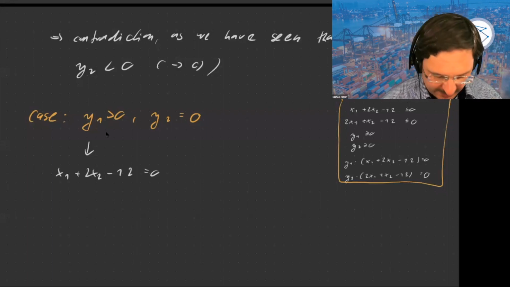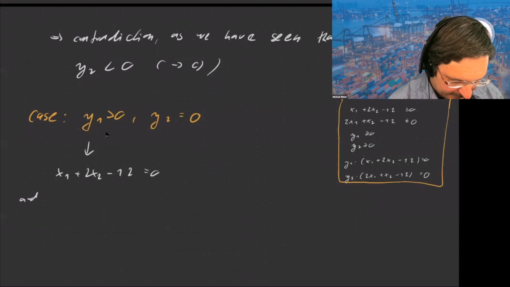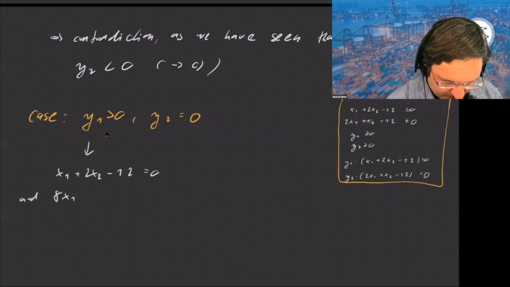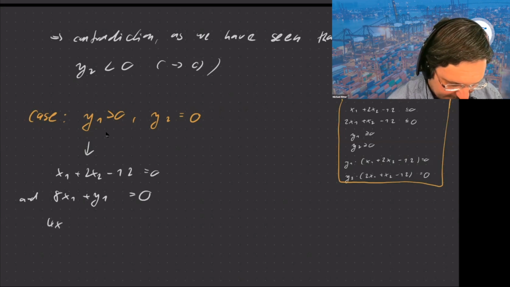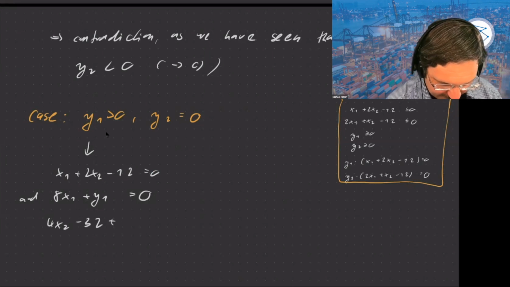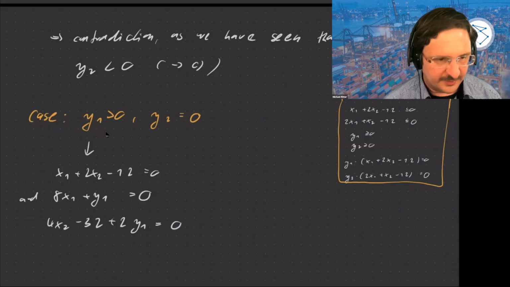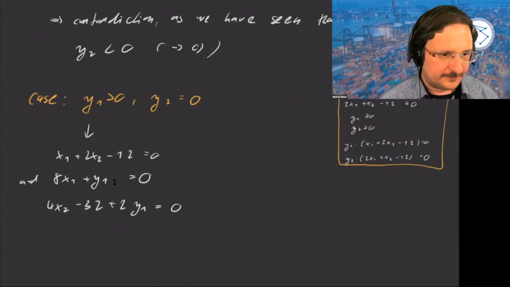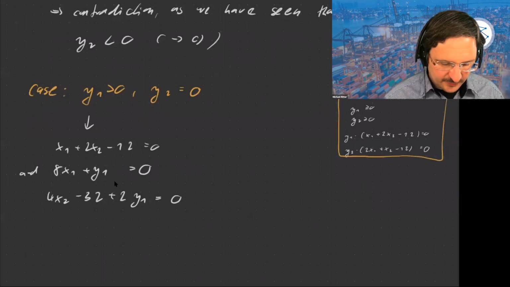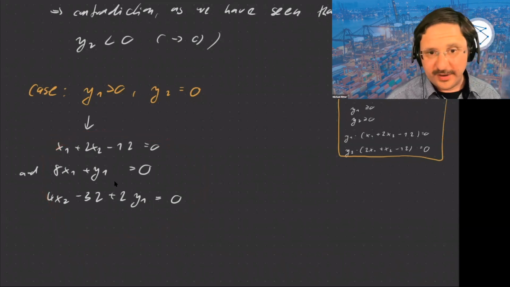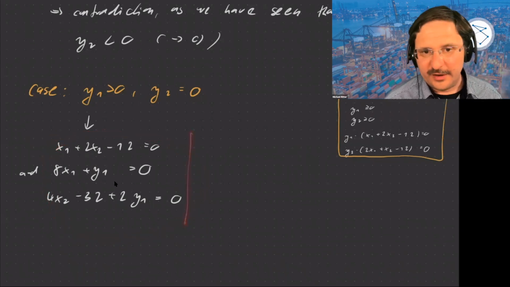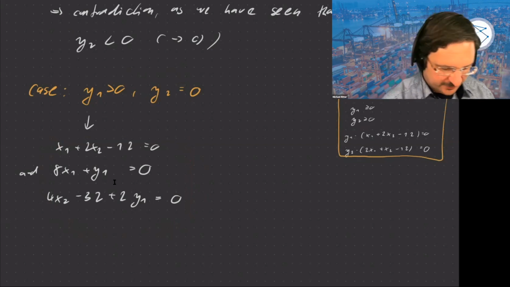So we'll substitute that right away. So we also have 8x1 plus y1 is 0. And we also have 4x2 minus 32 plus 2y1 is 0. Okay, so we've used this equation here already, and we have 3 remaining equations and 3 remaining variables. Those are even linear equations, so it shouldn't be so hard to solve them.